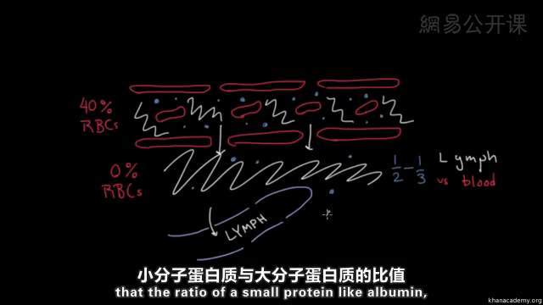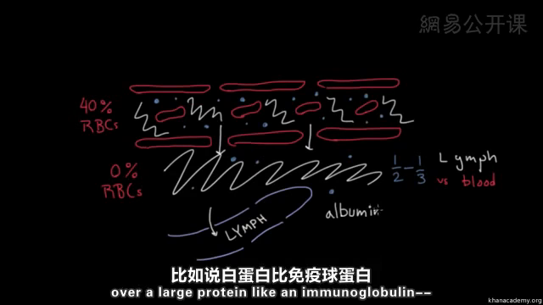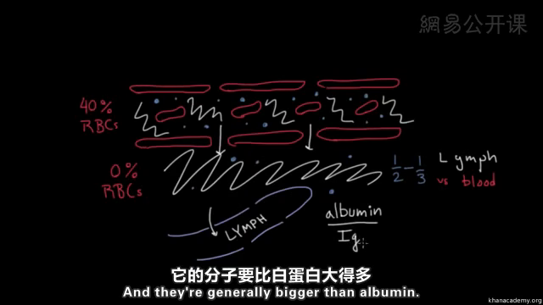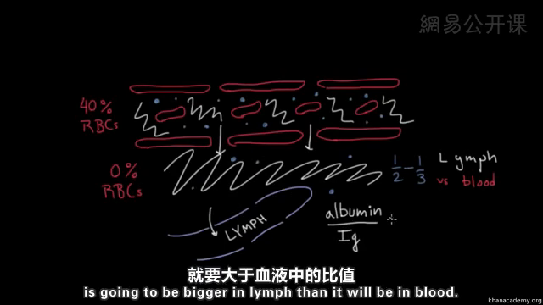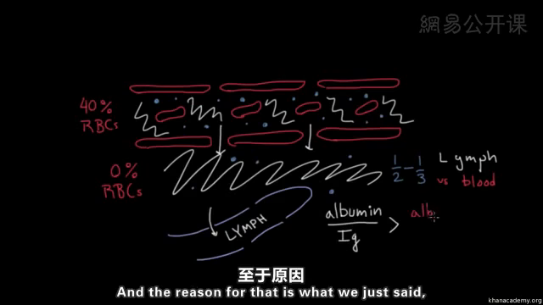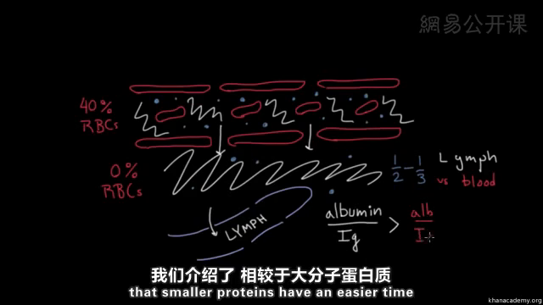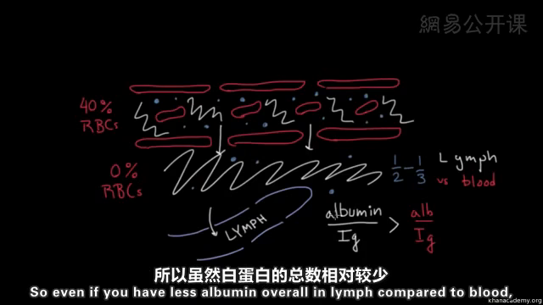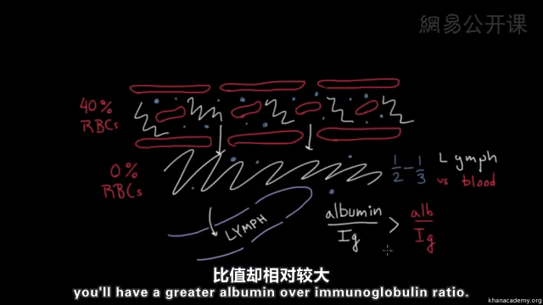And so we can say, for example, that the ratio of a small protein like albumin over a large protein like an immunoglobulin, I'm just going to write Ig. These are antibodies, and they're generally bigger than albumin. So the ratio of albumin to immunoglobulin is going to be bigger in lymph than it will be in blood. And the reason for that is what we just said, that smaller proteins have an easier time getting through than large proteins. So even if you have less albumin overall in lymph compared to blood, you'll have a greater albumin over immunoglobulin ratio.